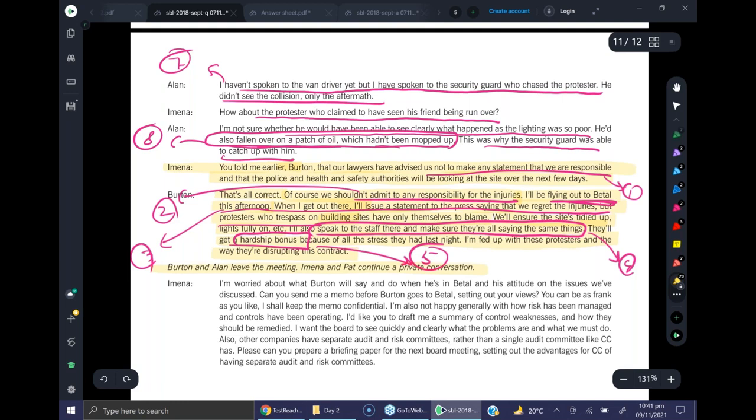Amina, I'm worried about what Burton will say and do when he is in Beetle and his attitude on the issues we have discussed. Can you send me a memo before Burton goes to Beetle setting out your views? You can be as frank as you like. I shall keep the memo confidential. I'm also not happy generally with how risks have been managed and controls have been operating. So can I say, had there been a risk committee, the risks of this project would have been better handled?